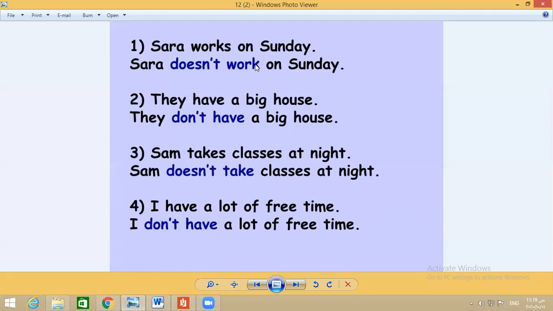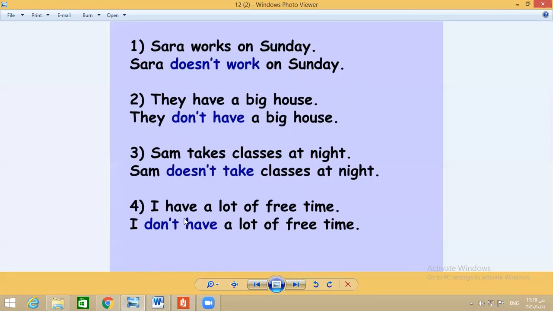Let's look at another example. They have a big house. Okay, positive sentence in the present simple. If I want to make it negative, I'll add don't plus a verb in the base form. They have a big house. They don't have a big house.